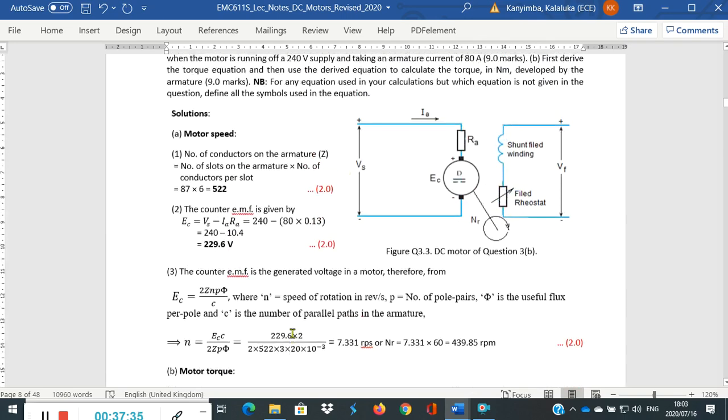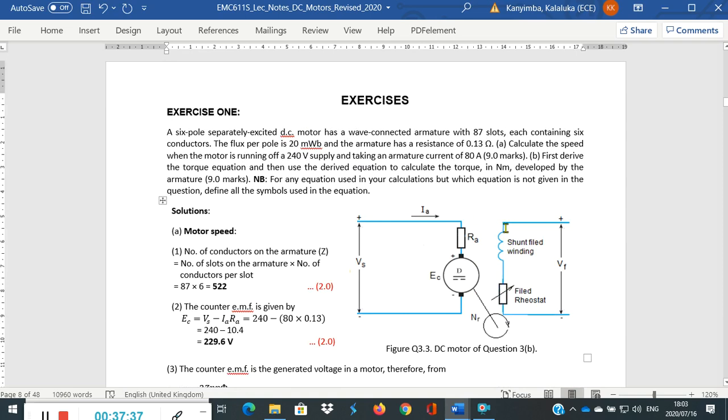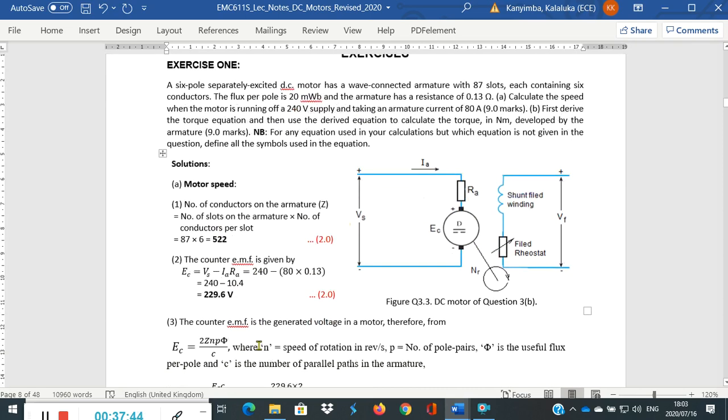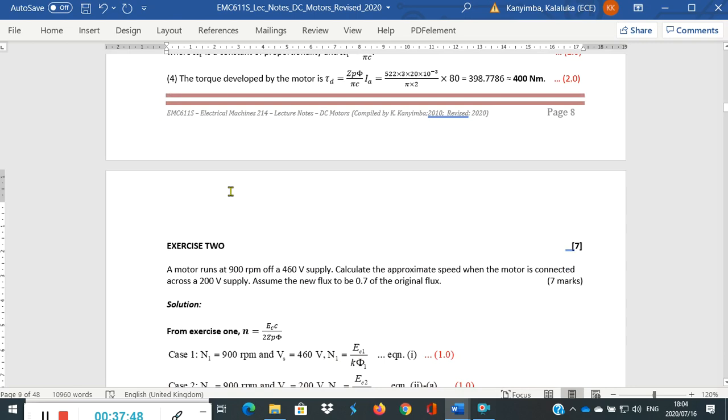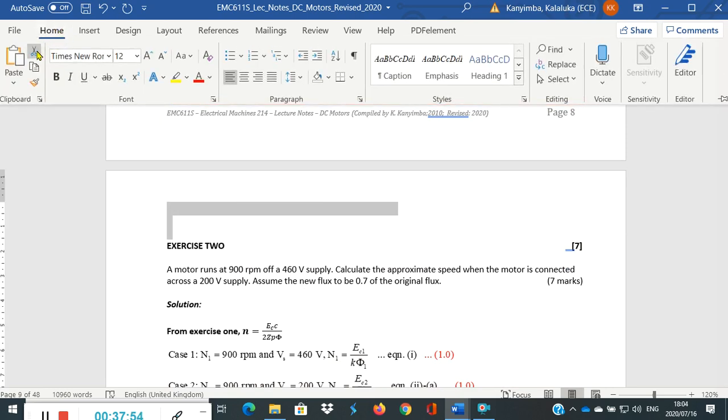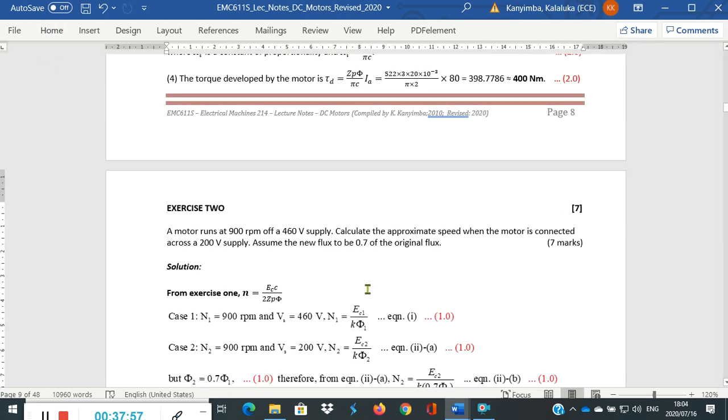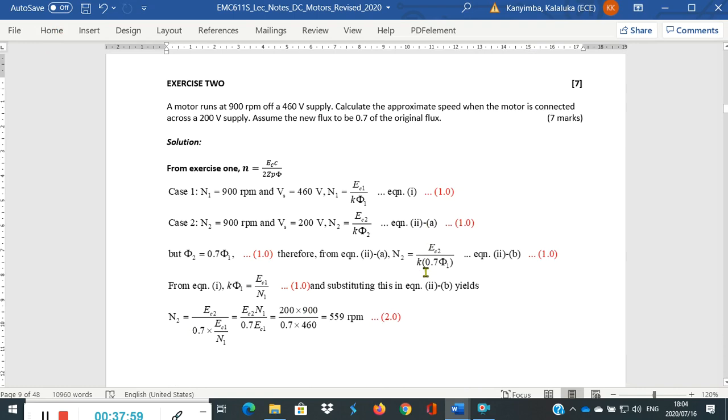Okay, that was the first one. The key is to understand the equivalent circuit diagram and to see how to use it, and also to remember the equations. Let's look at exercise 2. In exercise 2, we have another simple exercise.